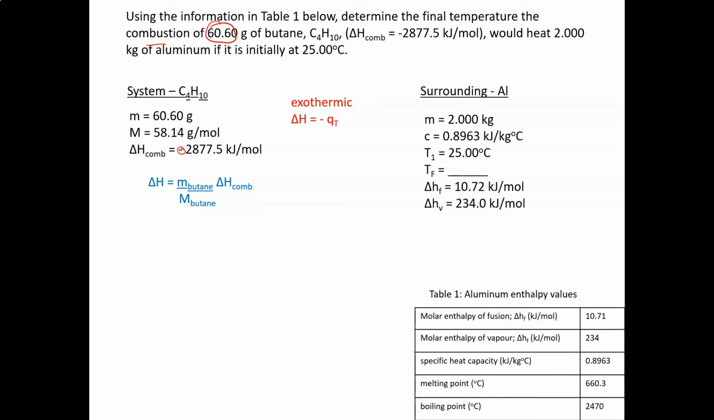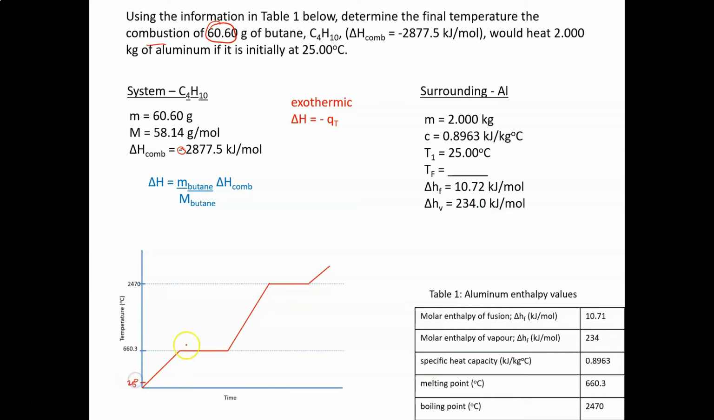And finally, we can identify our amount of information or our givens for our surroundings. Now, when we do our surroundings, we have to still keep in mind our heating curve, because we're going to start heating it down here at 25 degrees Celsius. And the question is, where will we end? And so we might be able to heat it just to its melting point. We might only be able to melt some of it. We might be able to heat it to between its melting point and its boiling point.